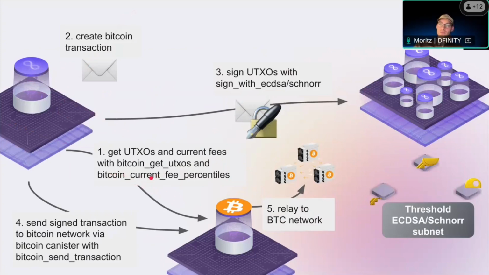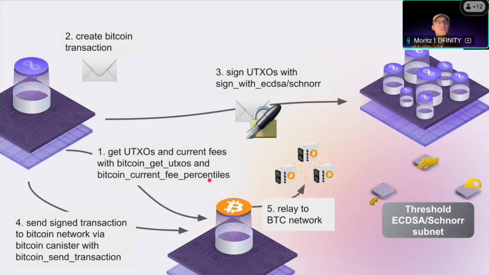And then because we have to pay a transaction fee on Bitcoin, we also want to know what the recent transaction fees were, to set it to a good value to make sure that it's included in a block and that it's mined. And therefore we call this Bitcoin current fee percentile. So now we have the UTXOs that belong to the canister's address at the moment, and we know the current Bitcoin fees, so we can set appropriate fees for our transaction.